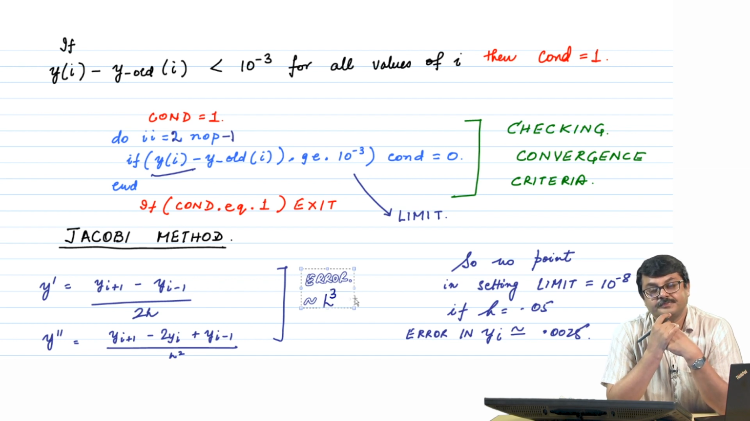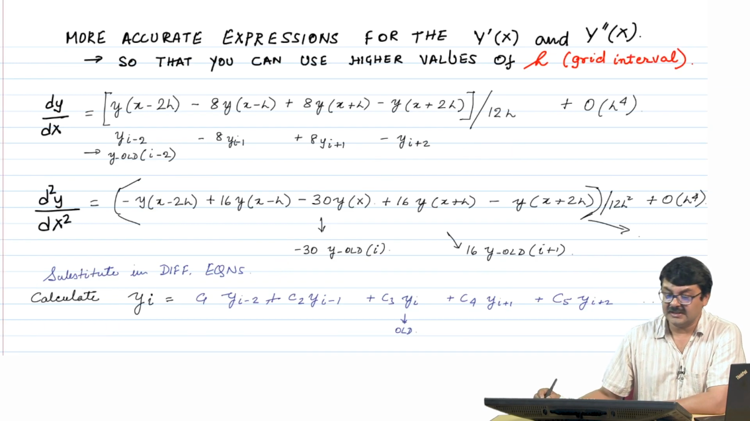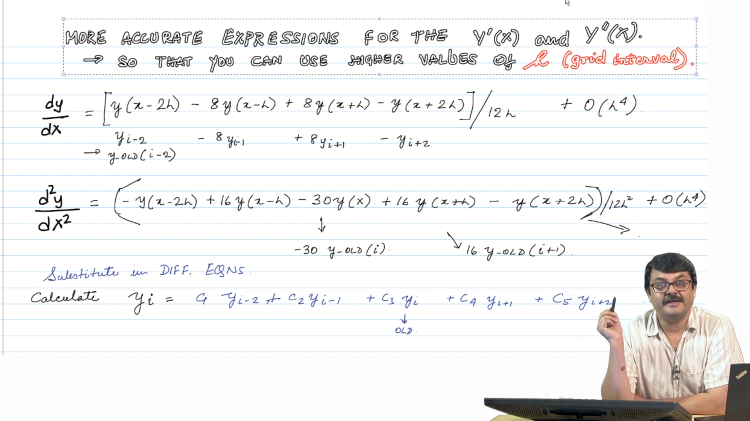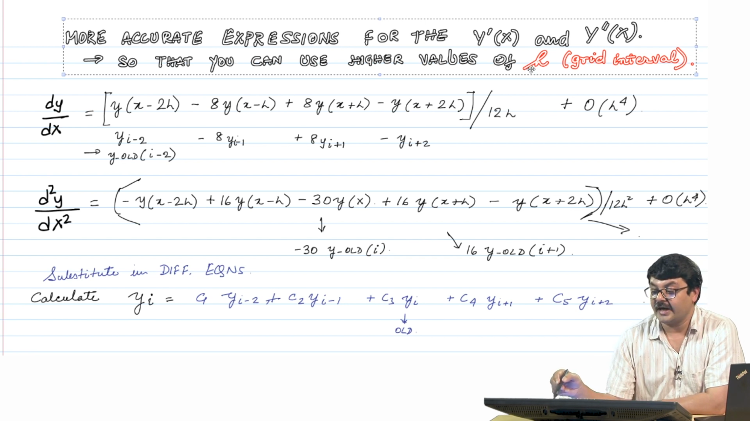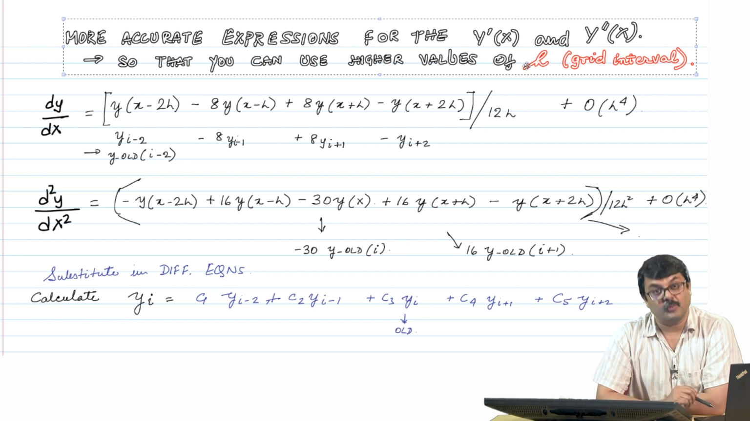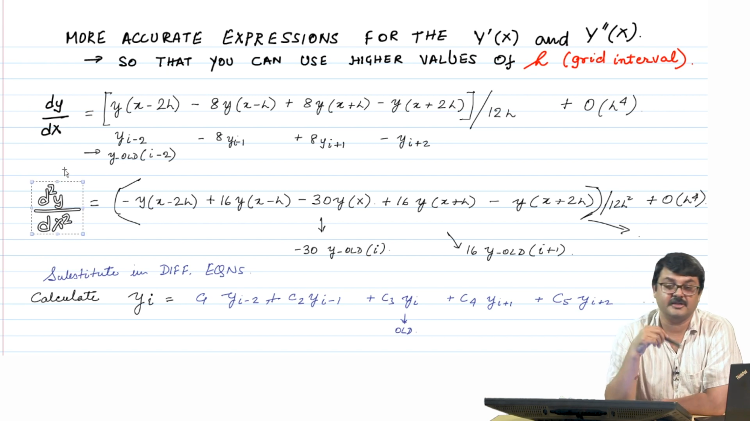Is it possible to have a higher value of h, a lesser number of grid points, but yet obtain a more accurate solution y as a function of x at each of these grid points? In that case, what you need is more accurate expressions of y dash and y double dash, so that you can use higher values of h without compromising on the accuracy, or you can have lower tolerance. And more accurate values of dy dx and d2y dx2 have been derived in this book that I have already referred to, Dieffries and Hasburn.